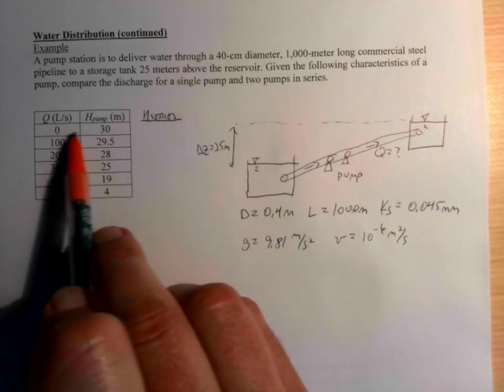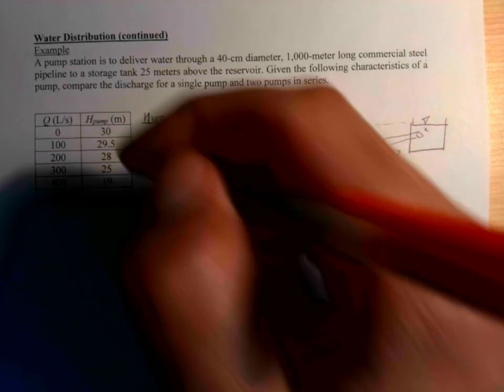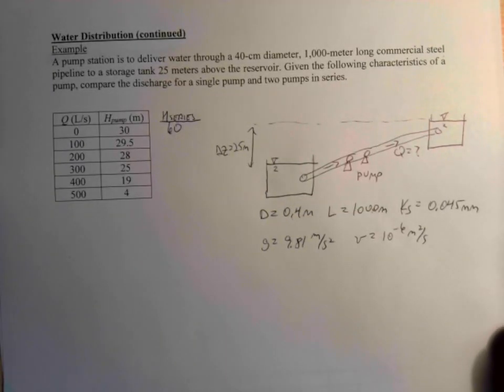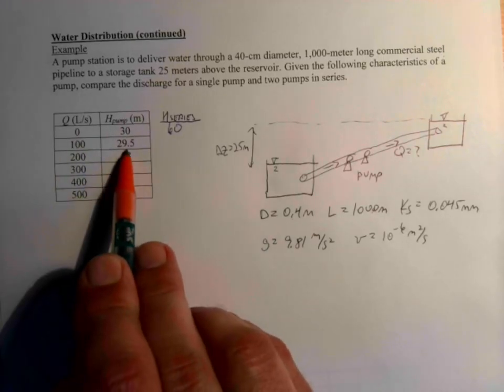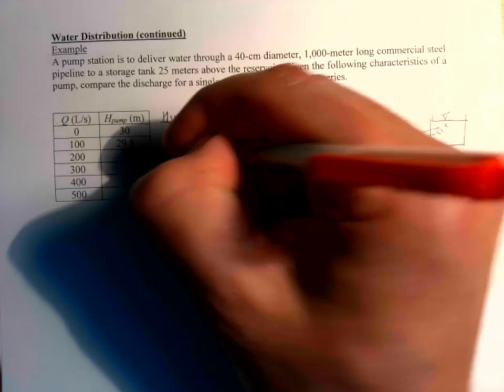So that means at a flow of 0, the first gives us 30, the second gives us 30. Since they're the same pump, this is pretty straightforward to do. So we just get 60 from the two together. At 100, we get 29.5, and then if there's two of them, it's twice that, so it's 59.